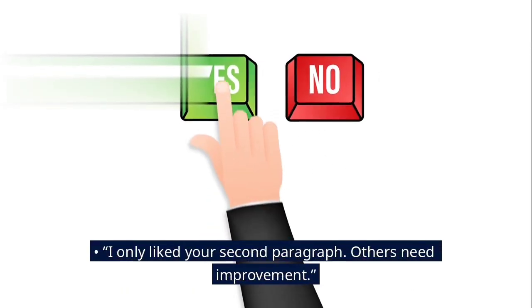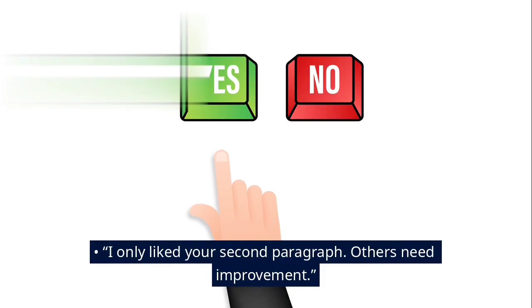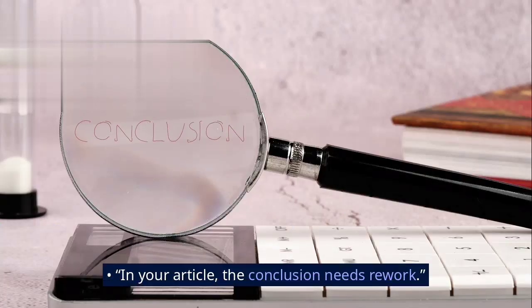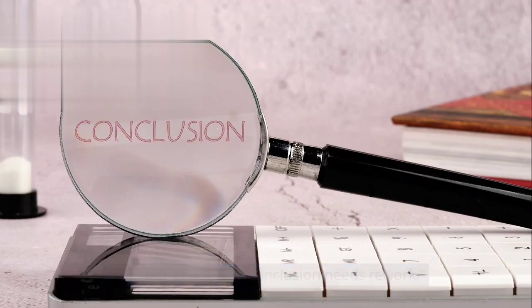Examples: 2. Non-descriptive feedback provides specific information but lacks detailed descriptions. I only liked your second paragraph. Others need improvement. In your article, the conclusion needs rework.